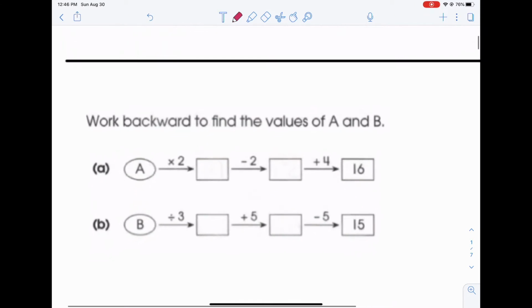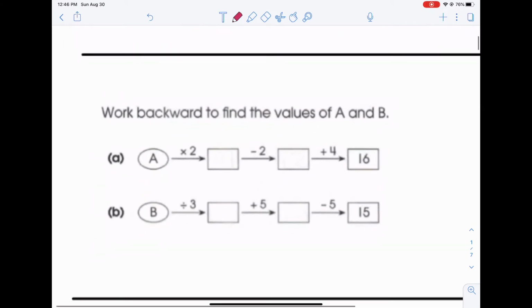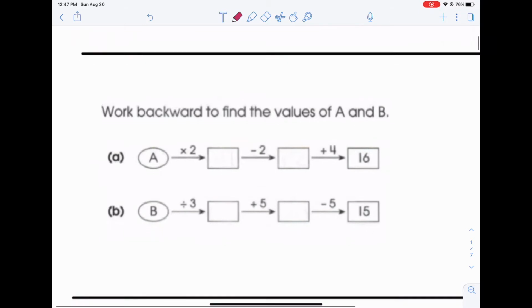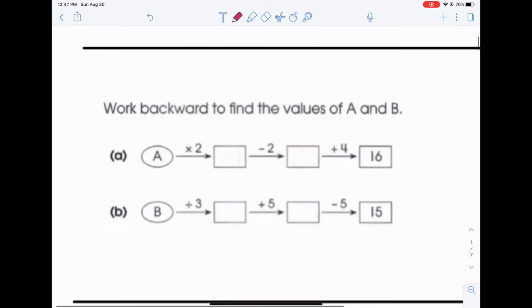So, we see in example A, they give us our ending one, right? We have our answer right here as 16. And we know that to go from A all the way to 16, they give us all the operations, I guess, to get there. So we don't know A, but we do know 16, and we know what was done to A to get to 16. So the easy way to do this, right?